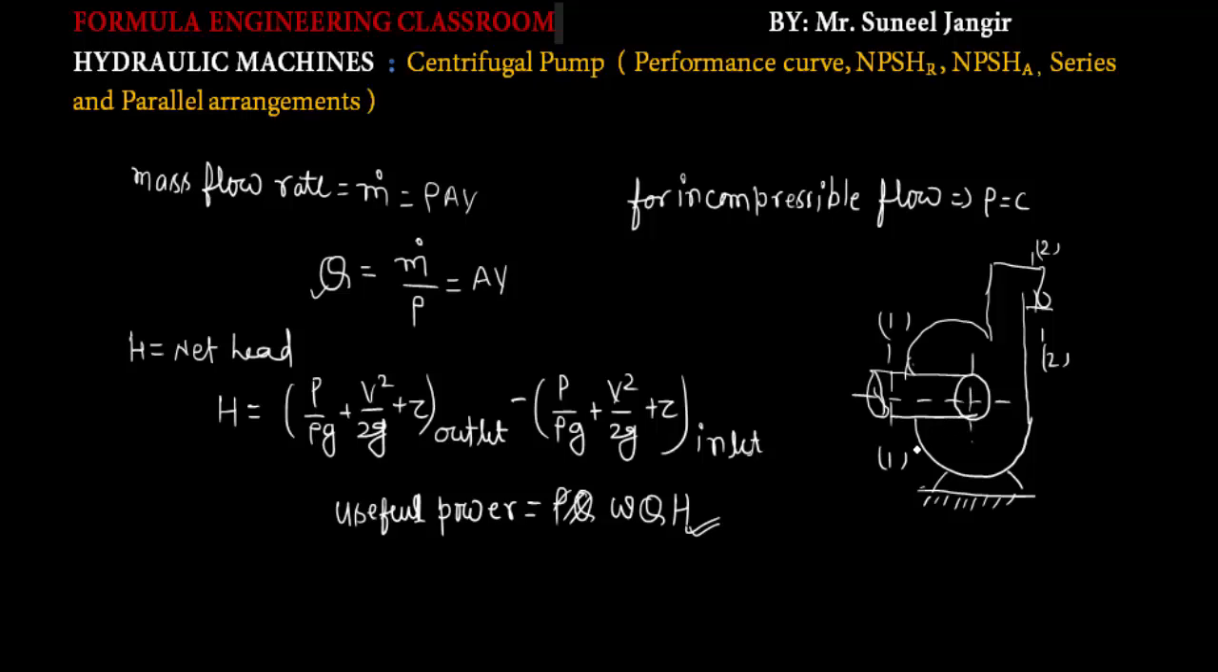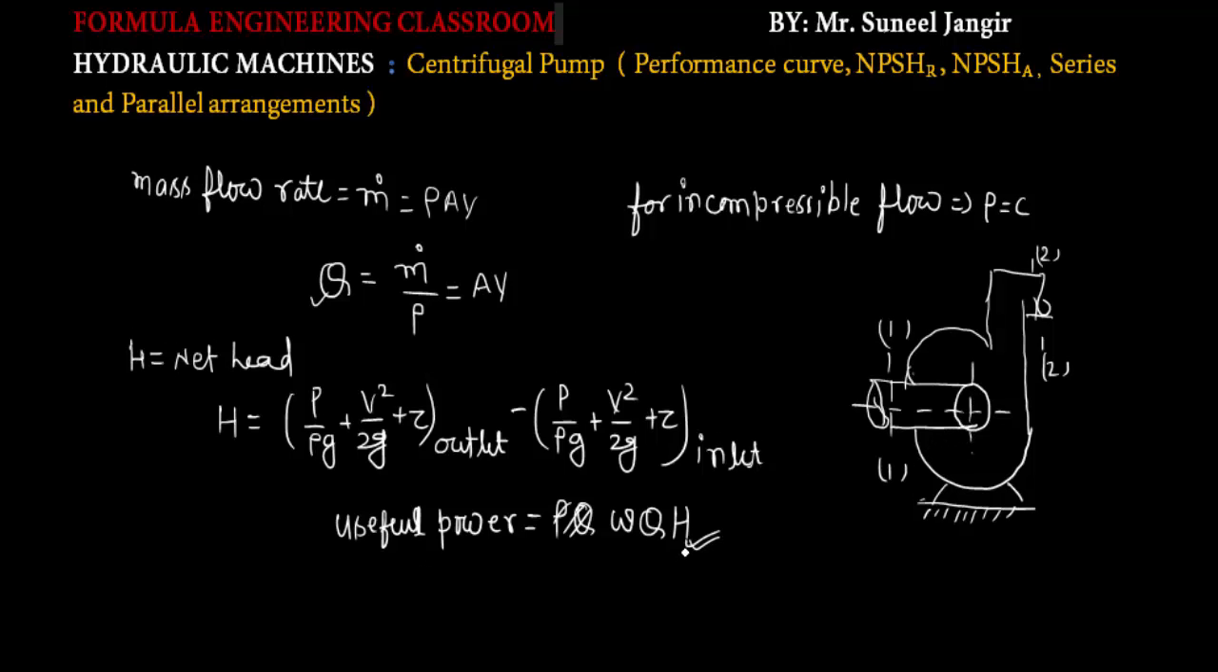So this net head is proportional to the useful power delivered to the fluid by the pump, and you can see that this net head includes all the parameters. The part P by rho g is the static pressure head, the part V square upon 2g is the dynamic pressure head, and the part Z is the elevation head. Obviously in this case the unit of this head is in terms of water. Doesn't matter what type of fluid is flowing through this pump, this head is always provided in terms of water.